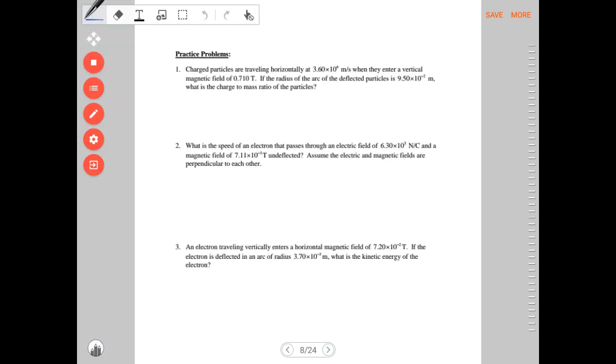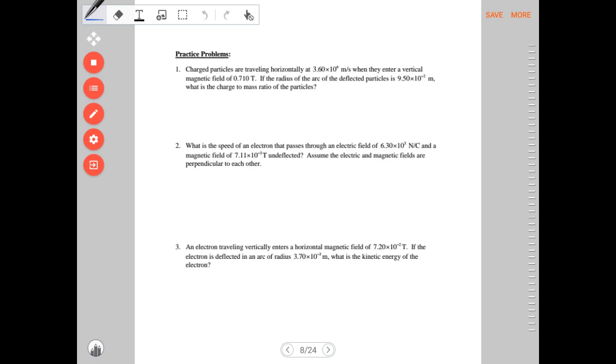All right, so let's look at some of the problems that you're going to get with stuff like this. Really, these are going to be about finding the velocity or finding the charge to mass ratio for all these things. It's really not that big a deal, so just bear with me. So practice problem number 1. Charged particles are traveling horizontally at 3.60 times 10 to the 6 meters per second when they enter a vertical magnetic field of 0.710 teslas. If the radius of the arc of the deflecting particles is that, what is the charge to mass ratio of the particles?